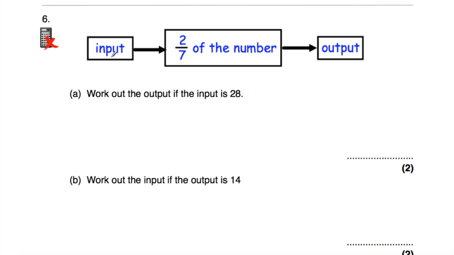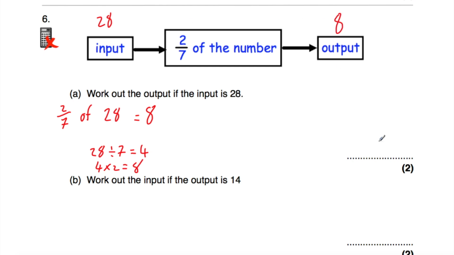So question number 6, we've got this function machine. We've got input, and then we work out 2/7 of the number, and that gives us the output. The question says, work out the output if the input is 28. So if the input's 28, we're going to work out 2/7 of it, and that'll give us the output. To find 2/7 of a number, we divide by the bottom and times by the top. So we'll do 28 divided by the bottom, which is 7, and that's equal to 4. And then we'll times by the top, 4 times 2 is equal to 8. So if the input is 28, the output is 8, because that's 2/7 of it.